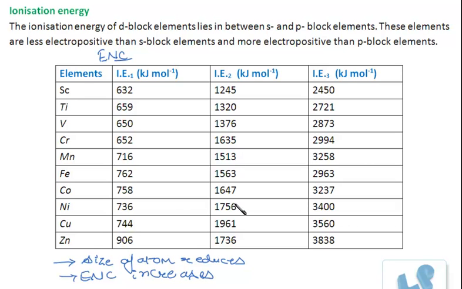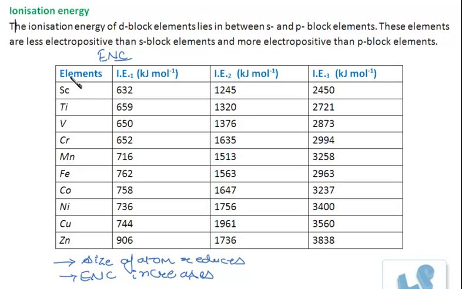But now for the transition elements, ionization energy would be more than s block elements and less than p block elements. Or these elements are less electropositive than s block elements and more electropositive than p block elements. See, these are the ionization energies which are given. Now let's go straight to the point about the variation of the ionization energy across the period.